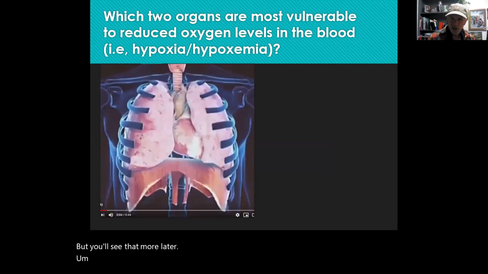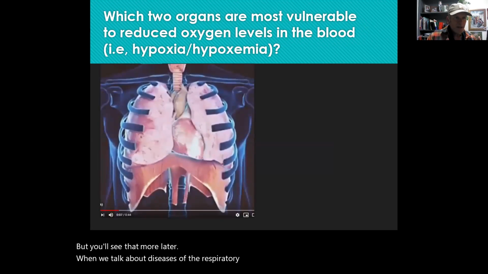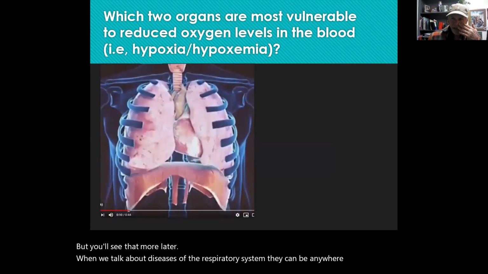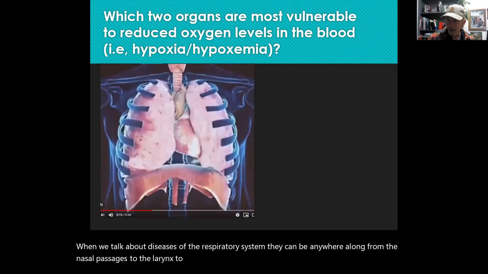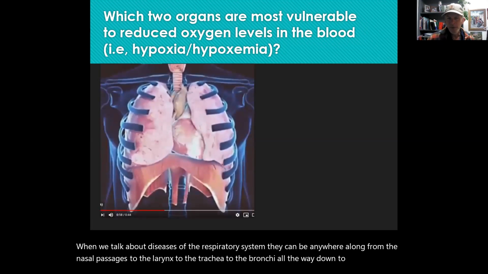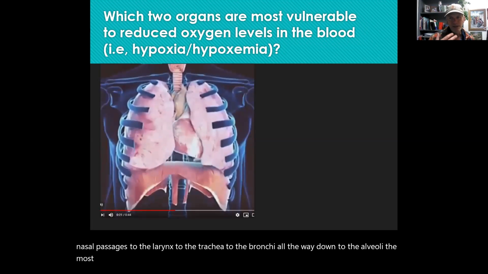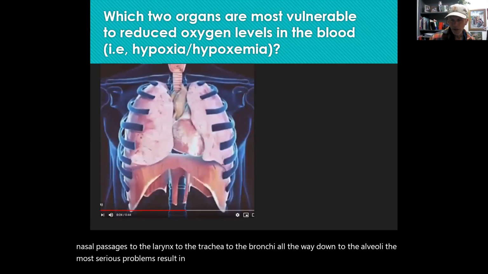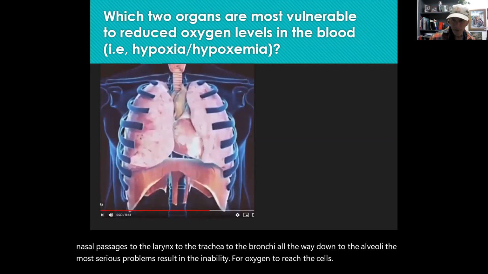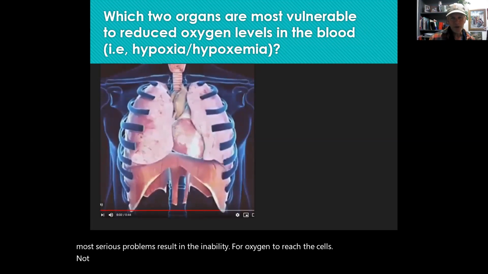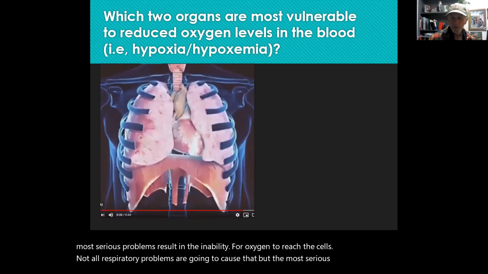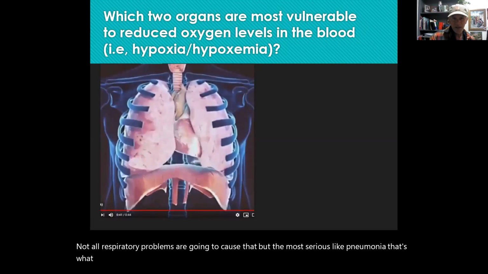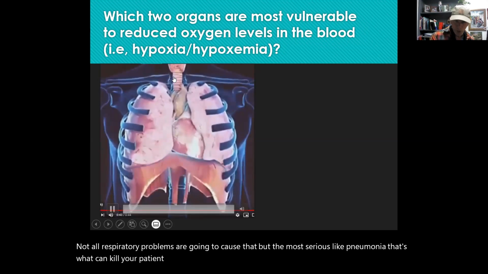When we talk about diseases of the respiratory system, they can be anywhere along from the nasal passages to the larynx, to the trachea, to the bronchi, all the way down to the alveoli. The most serious problems result in the inability for oxygen to reach the cells. Not all respiratory problems are going to cause that, but the most serious, like pneumonia, that's what can kill your patient.